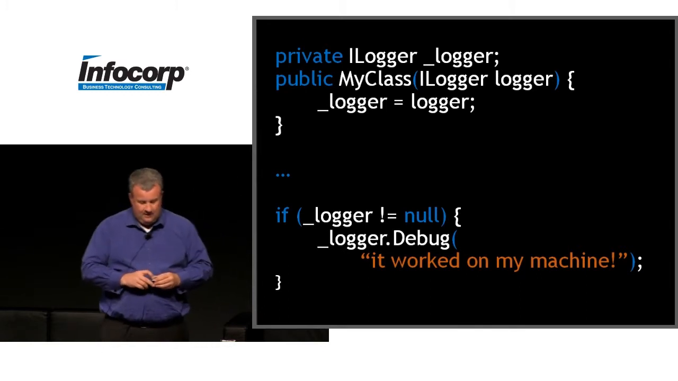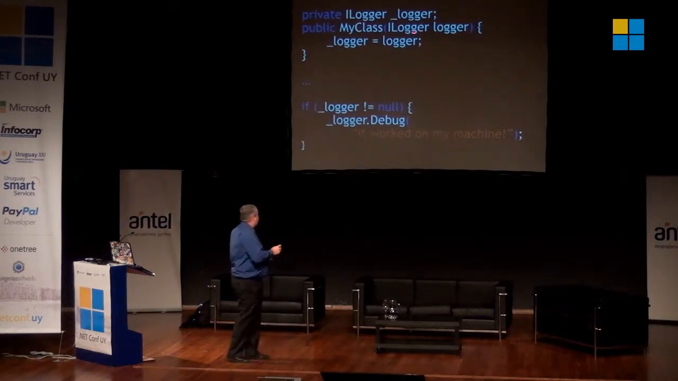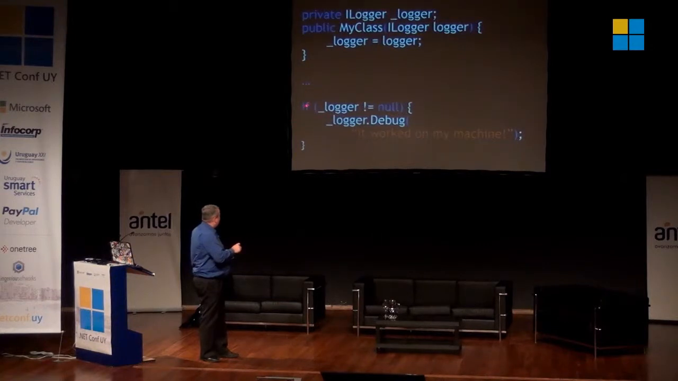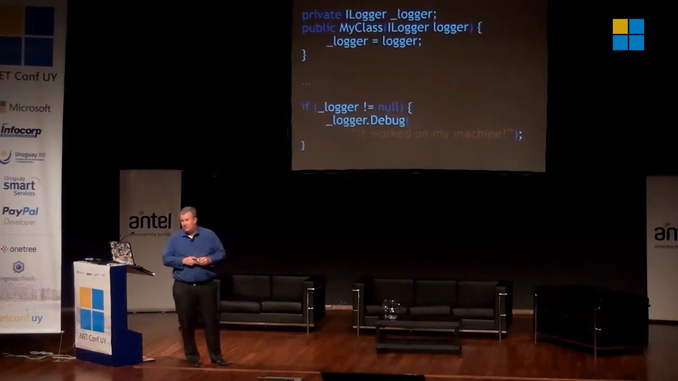And what we've got here is up at the top, we've got a constructor for my class. It takes in some type that implements ILogger and sets it to this private variable. Then throughout the rest of the class, in the different methods it has, you'll say something like, if logger isn't null, go ahead and do a debug or whatever type of logging you need to do on it.